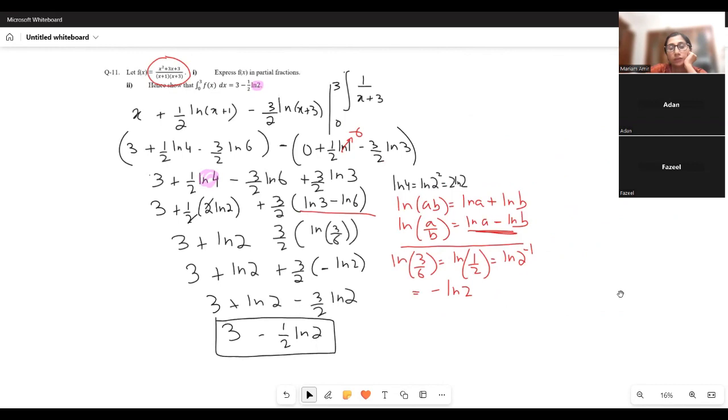So 3 minus half ln 2. Okay, any questions here? Okay, फिर अगले क्वेश्चन पे जाते हैं.